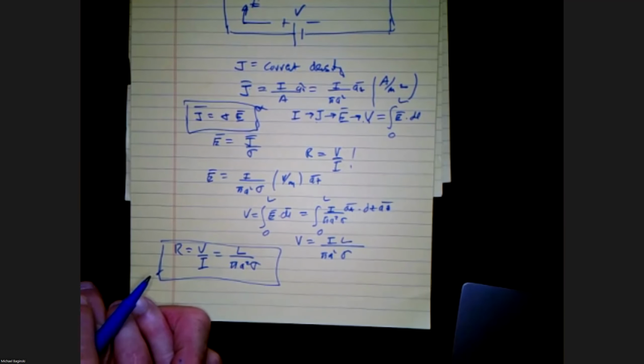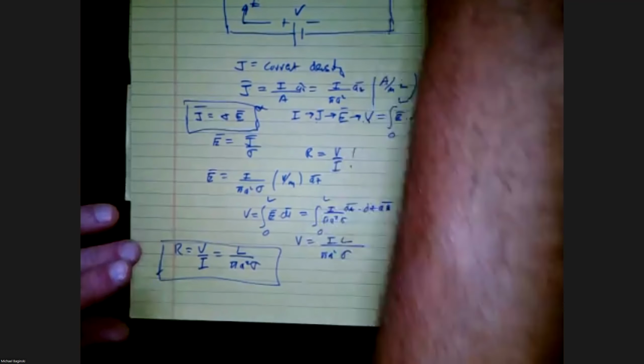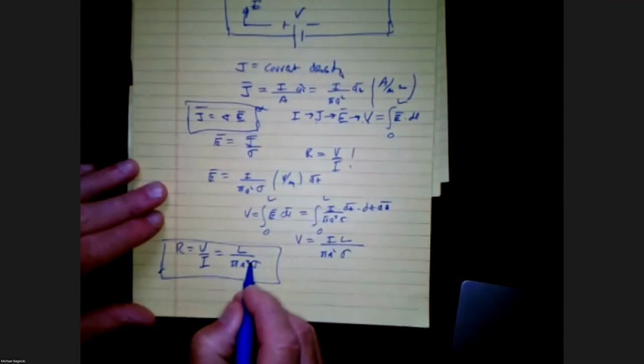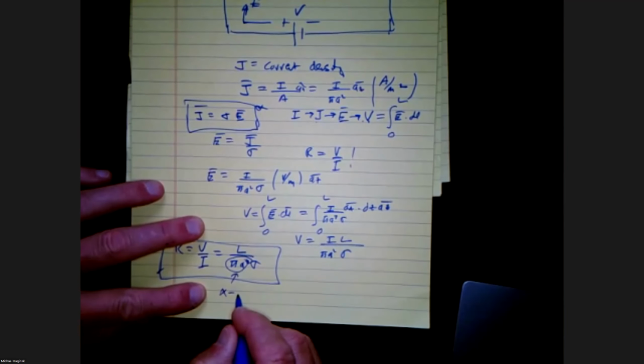Any questions? All right. Now, here's the deal. Circle this one thing right here. You see this pi A squared? That's simply the cross-sectional area.